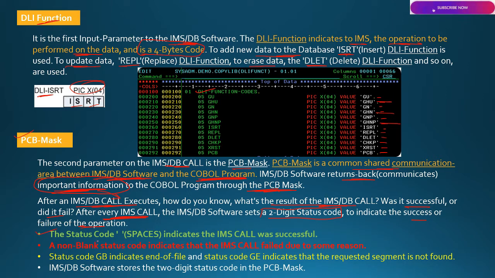If our status code is blank or space, it means the IMS call was successful. If it is a non-blank status, it means the IMS call failed for some reason. For example, status code GB indicates that we have reached the end of the file, meaning we have read the last record. And status code GE indicates that the segment we requested in the database was not found. The IMS DB software stores this two-digit status code in the PCB mask.